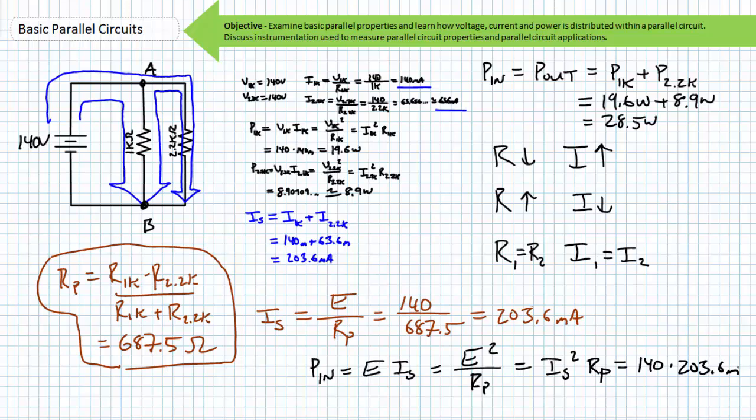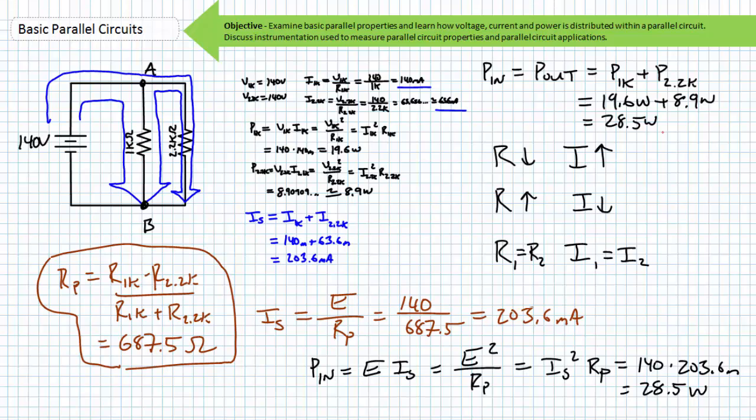In this case, 140 volts times 203.6 milliamperes again yields 28.5 watts. The same answer from two different perspectives, and they agree. Now, let us consider the magnitude of the power dissipated by individual elements in relation to their resistance value.